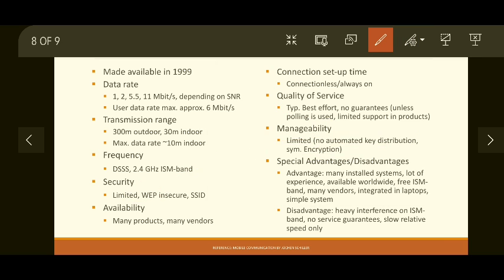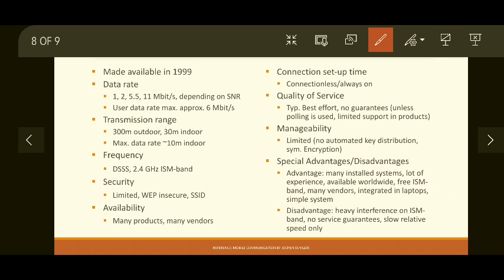Okay, so what are the advantages and disadvantages of this standard? Advantages are many installed systems, that is many vendors and many users are supported. A lot of experience, because it is a slight modification, so most of the users and vendors are already using it, so a lot of experience is available. It is available worldwide. It is using a free ISM band, so no need to purchase any license for availing the services. Then it can be integrated in a laptop also, and it is very simple. So it is a simple upgradation of the existing standard.